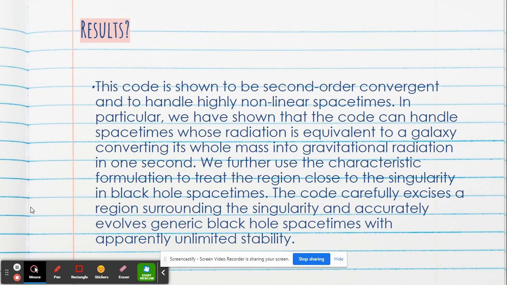The code carefully excises a region surrounding the singularity and accurately evolves generic black hole spacetimes of apparent unlimited stability. So those results are given. The writer is telling you exactly what they were trying to do, how they approached it, and what the outcomes were. All in all, abstracts can be an incredible tool both in the research process and the writing process.